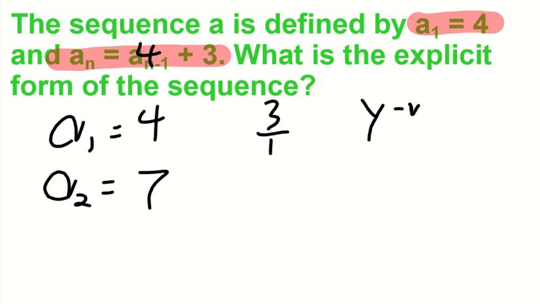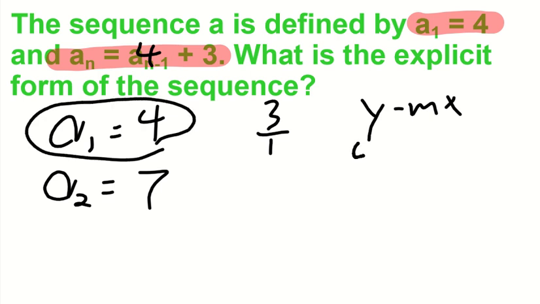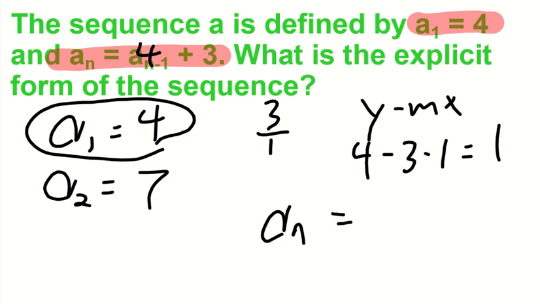So if we do y minus mx, we'll use this one here. We got 4 minus 3 times 1, that's 1. So we would have a sub n, because that takes the place of the y, equals our slope times n plus 1 for our y-intercept. Any questions on that? The explicit formulas work just like linear functions. To get the linear function, you need two ordered pairs, though, so you have to find the second term. Pretty easy. Just follow the directions on it, okay?